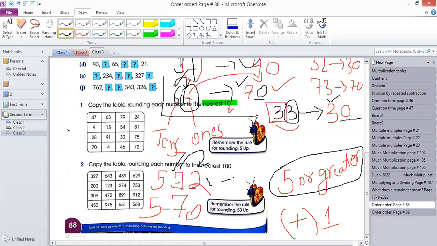Okay, thank you, sir. So you will not check the number in the tens. You will always check the number which is before the tens. Thank you.